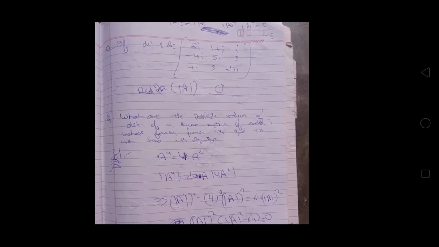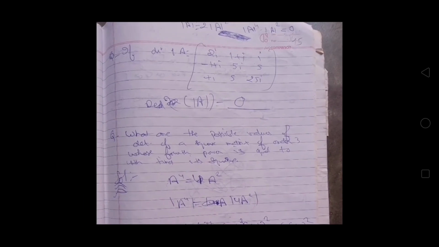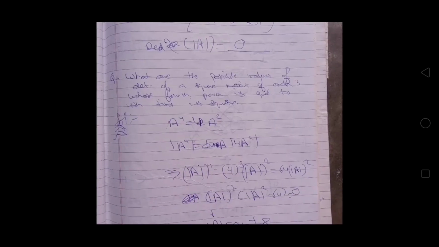Now consider this question. This is a skew Hermitian matrix of odd order, so its determinant will be purely imaginary or 0, so real part of that determinant will be 0. Now consider this question: what are the possible values of determinant of a square matrix of order 3 whose fourth power is equal to 4 times its square?